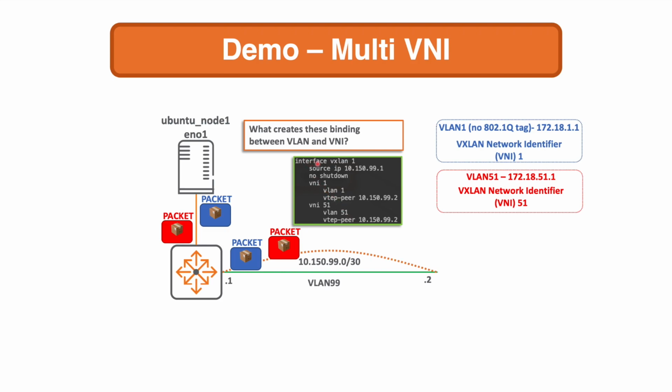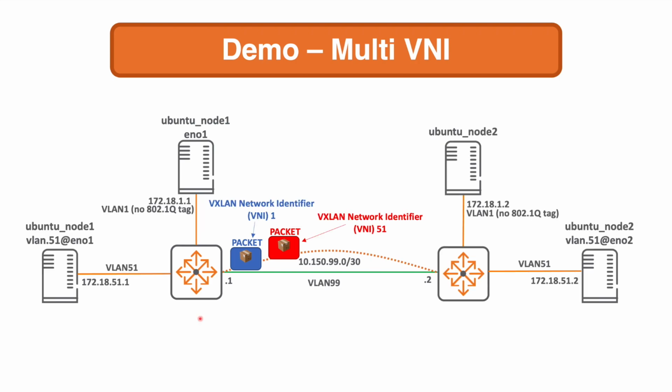It's under the interface VXLAN 1, we have a VNI that we mark in the configuration, and under that you have a subcommand to create the binding for the VLAN. So we've got VLAN 1 sat under VNI 1. That will create this binding. And also we've got VNI 51, and under that I've got VLAN 51. Okay, that's the design then.